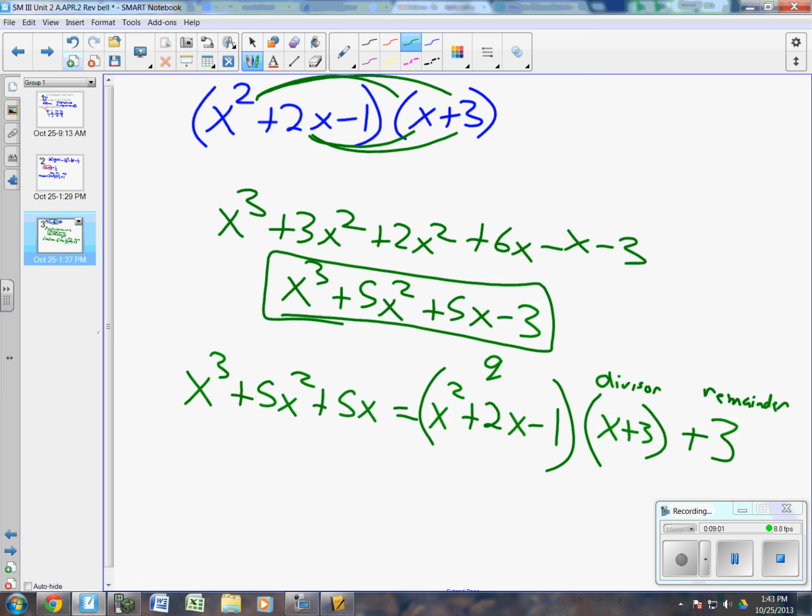So the quotient right here, if you divide this thing by x plus 3, you would get x squared plus 2x minus 1, plus the remainder of 3. I wouldn't worry about this. Don't worry about this part too much, okay?